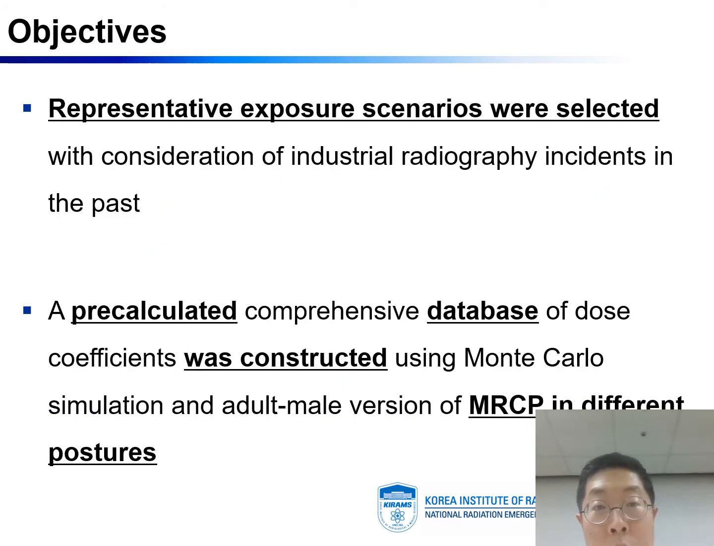Here is the objective of the present study. In this study, we selected representative exposure scenarios with consideration of industrial radiography incidents in the past. Based on these scenarios, a pre-calculated comprehensive database of dose coefficients was constructed using Monte Carlo simulation and the adult male version of MRCP in different postures. With this method, there is no need for a time-consuming procedure when we estimate the dose, and moreover, the method can provide the doses in terms of different postures with the help of mesh-based human phantoms.